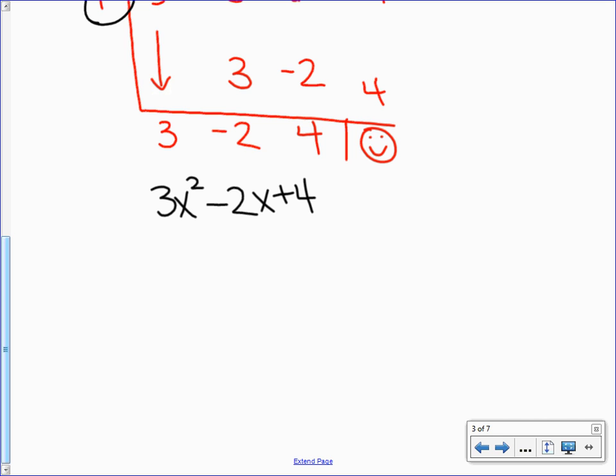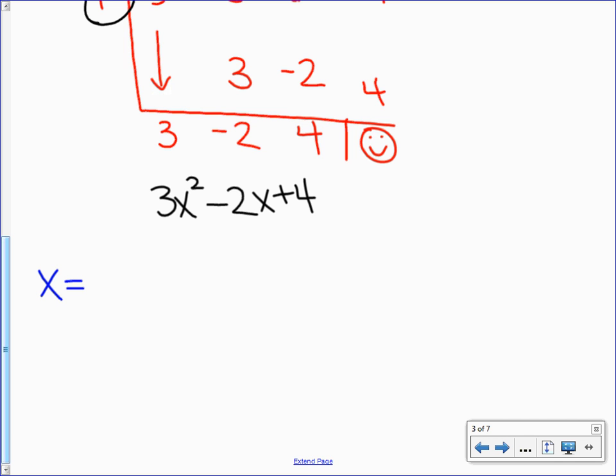Can we factor that? No? Sean says we cannot factor it. Okay, we can complete the square, or we could do, what's our other option? Thank you, the quadratic formula. Let's do that just to remember it.